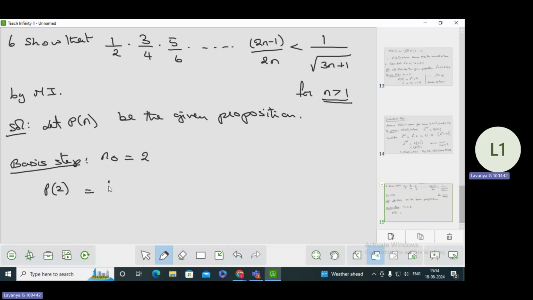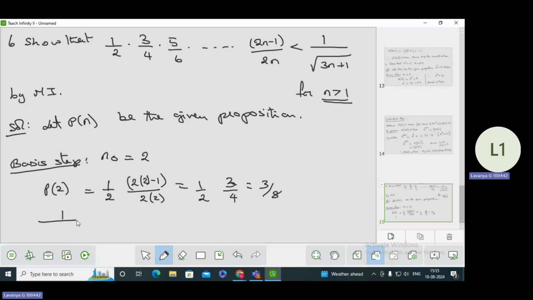My P of 2 would be 1 by 2, first number. The second one, if I have to calculate from the general term, it is 2 into 2 minus 1 divided by 2 into 2. I am taking n is equal to 2. So this is going to be 1 by 2 into 2 into 1 is 2 divided by 4. So 4 minus 1, it is going to be 3 divided by 4 into 2. Value is 3 by 8.